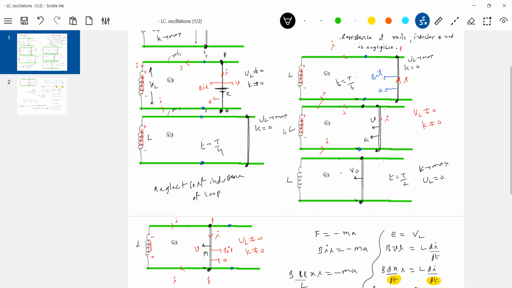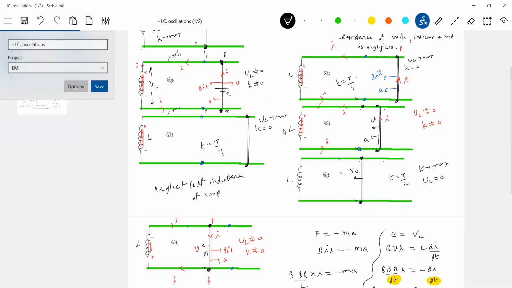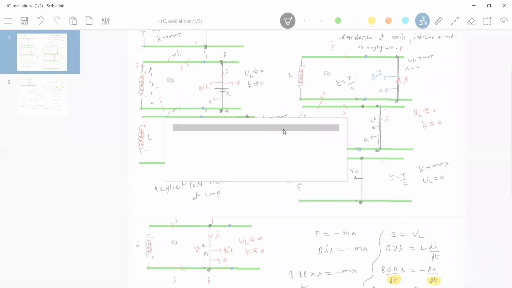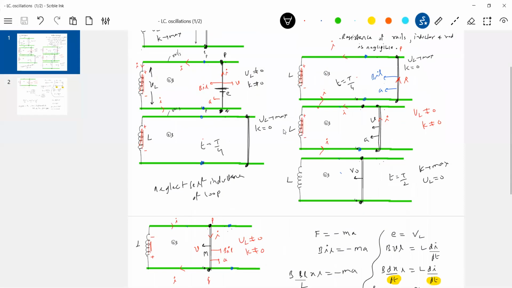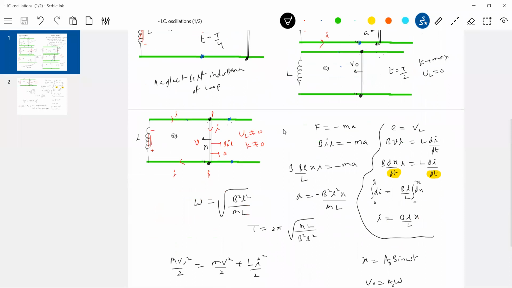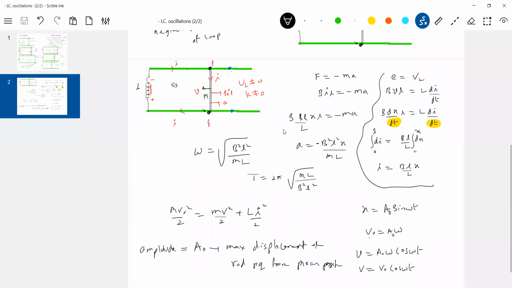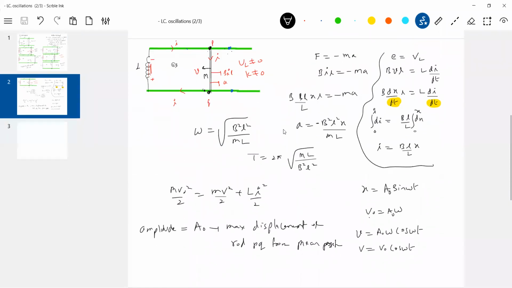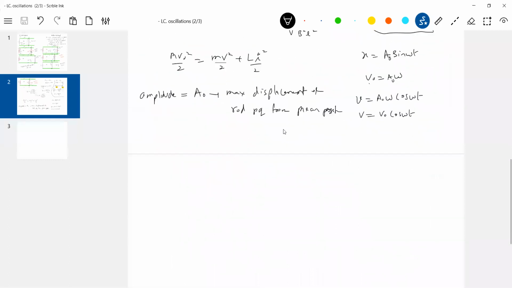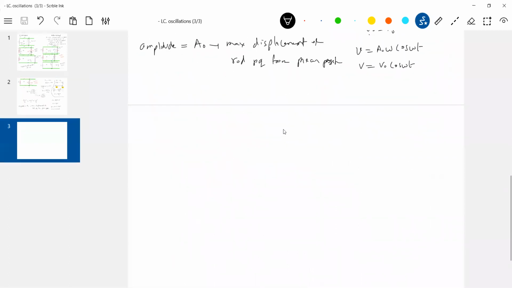Okay, listen. Now we'll go for the LC oscillation. Now instead of this rod, I'm bringing this motional EMF even in LC oscillations. So tomorrow when we discuss some application problems, you can see that.